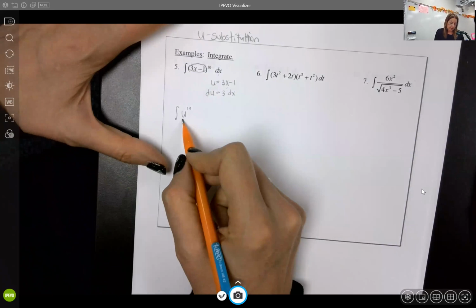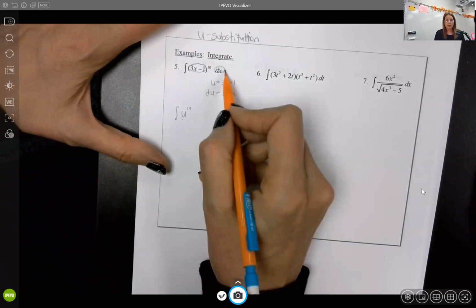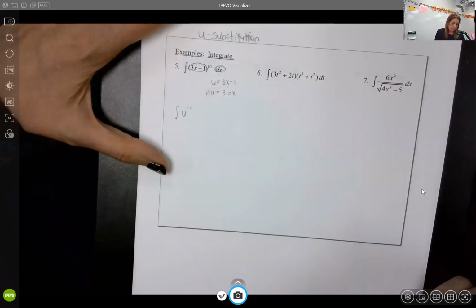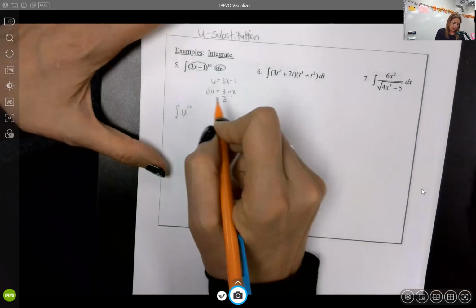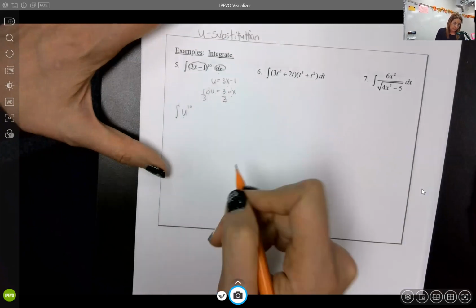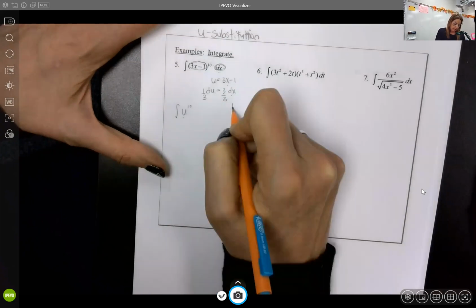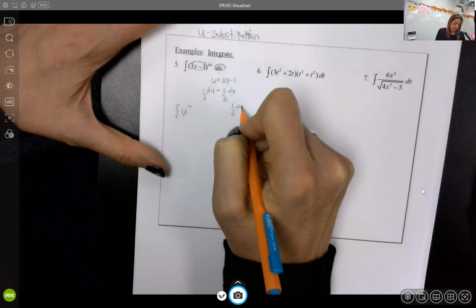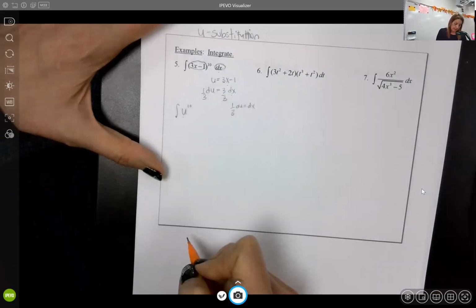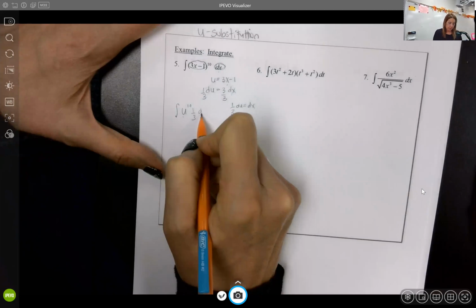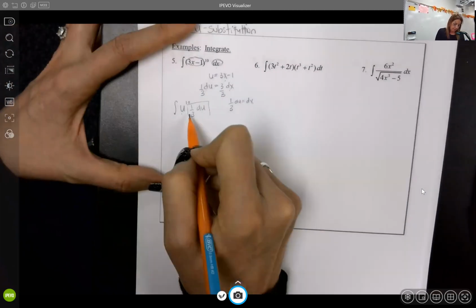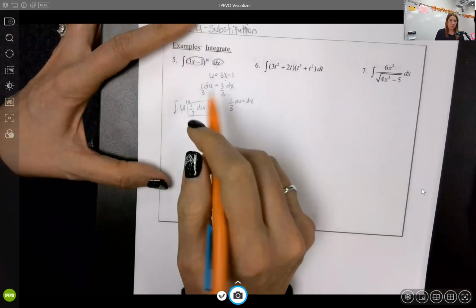So I need to turn this dx into a du instead. So I need to solve for dx. I'm going to divide by 3, and I always put a 1/3 like this. Okay? So 1/3 times du is dx. So now instead of dx, I write 1/3 du. So we're just replacing what was that dx that we originally had.